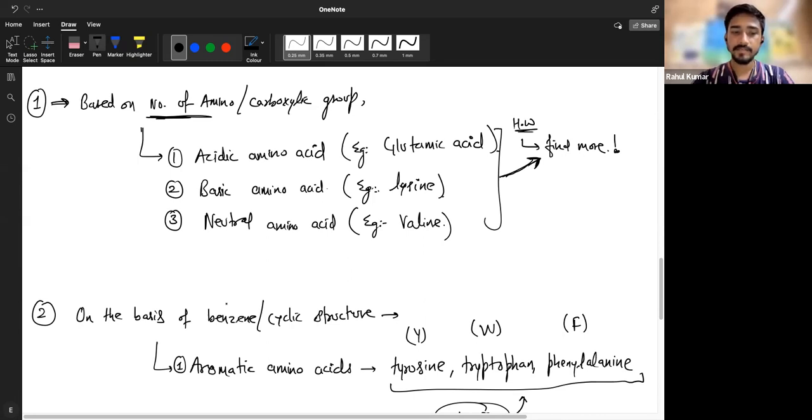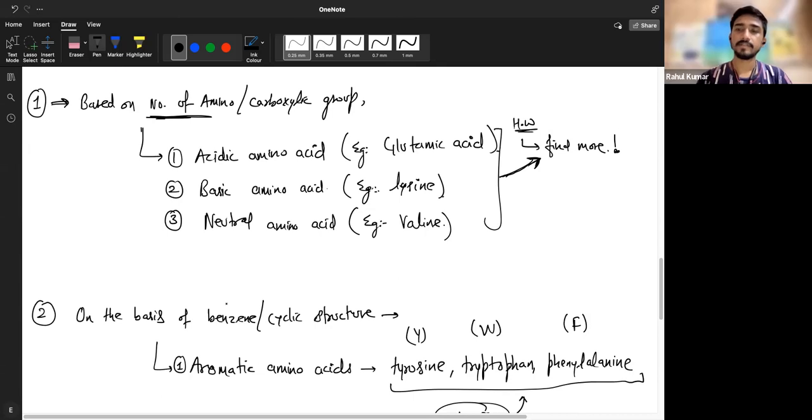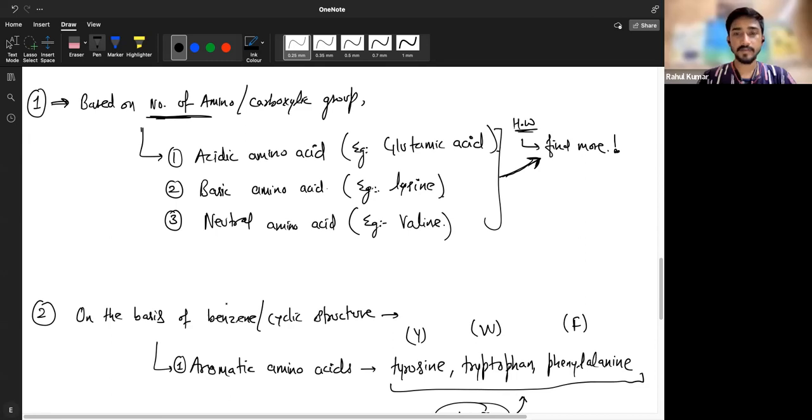So acidic is aspartic acid, glutamic acid, and what else? Aisha is saying histidine. Do you think histidine is also acidic? No, it is basic. Lysine, histidine, and arginine are basic. And the rest are neutral.